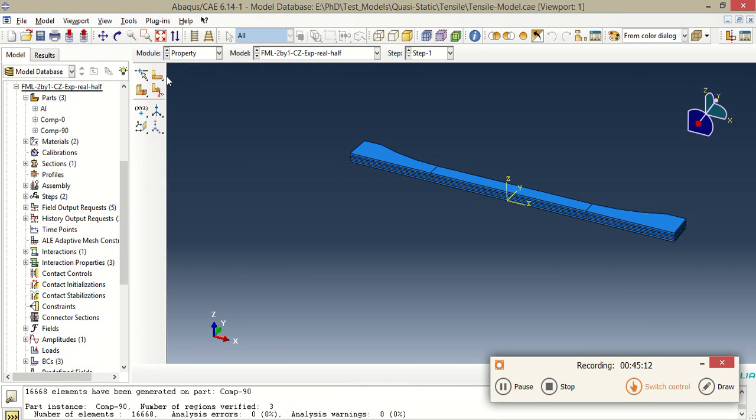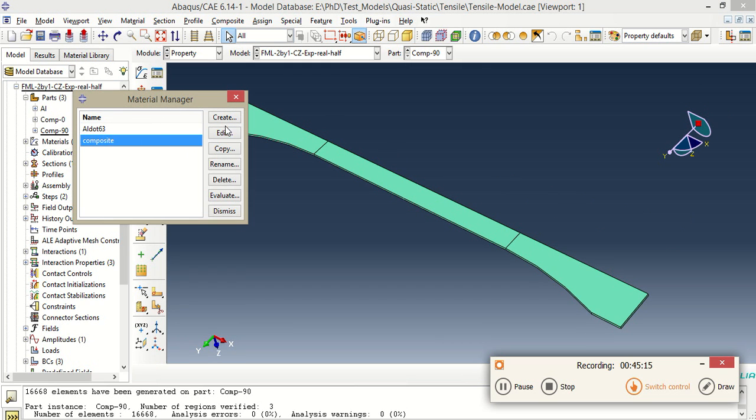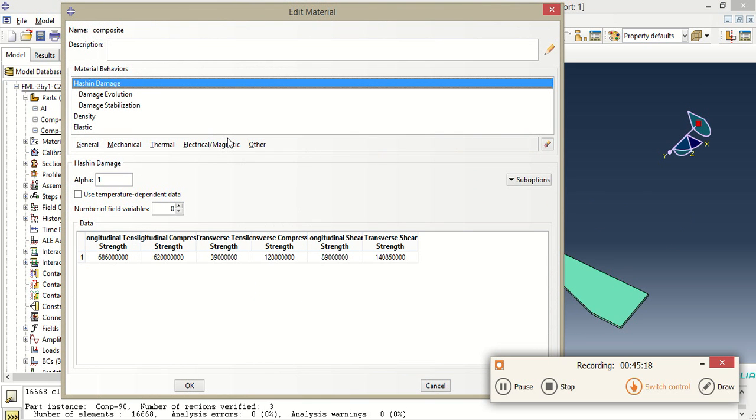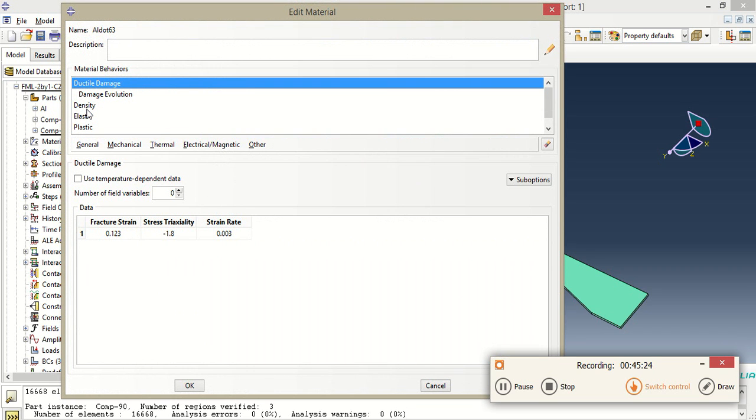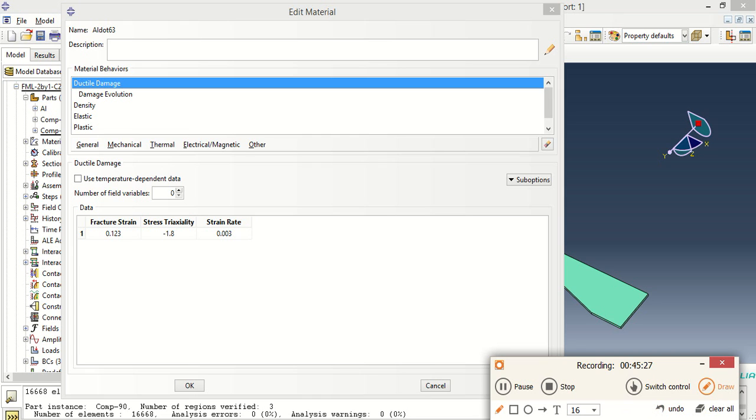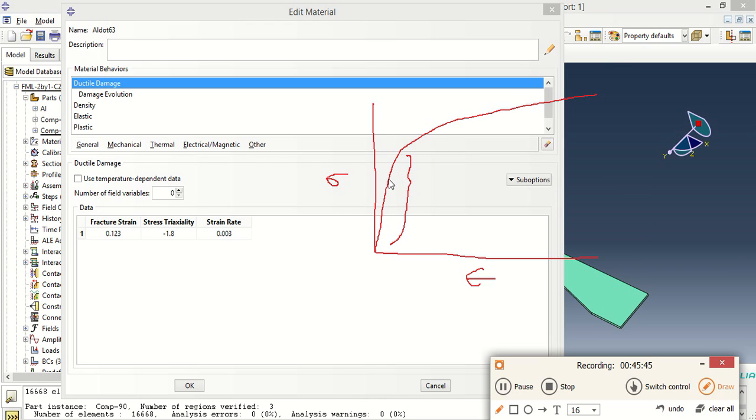In the property module, okay, we have chosen, let's talk about aluminum and you will be more clear with that. Now, every one of us knows that this is a typical stress strain curve of aluminum. Okay, this is the elastic part and this is the plastic part. This part follows Hooke's law, sigma equals E epsilon.